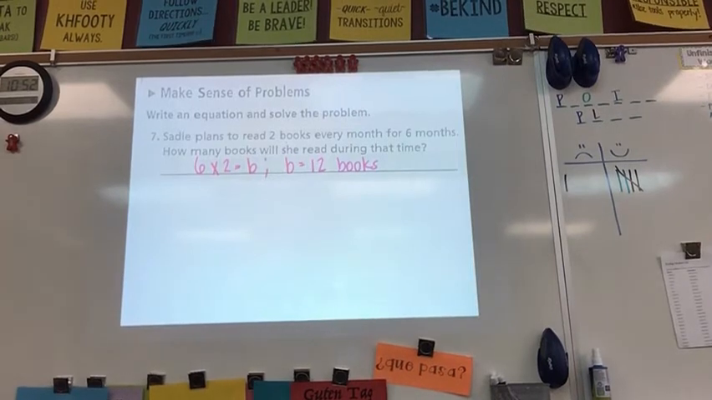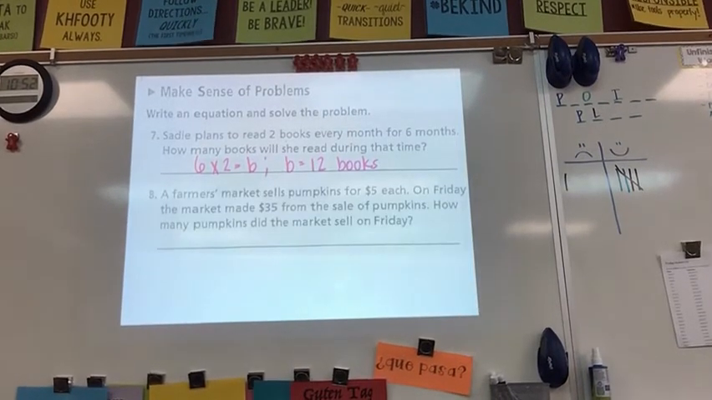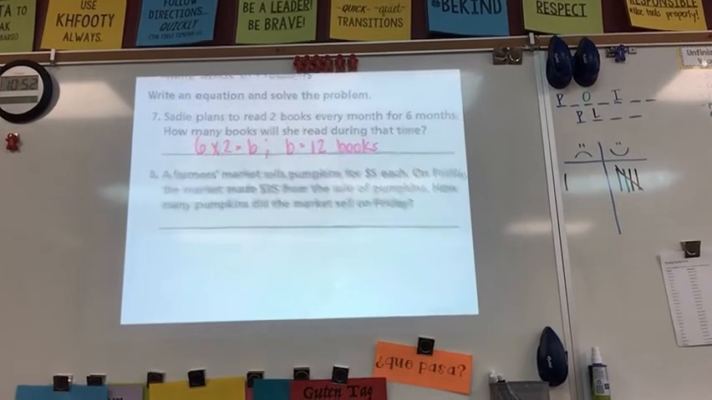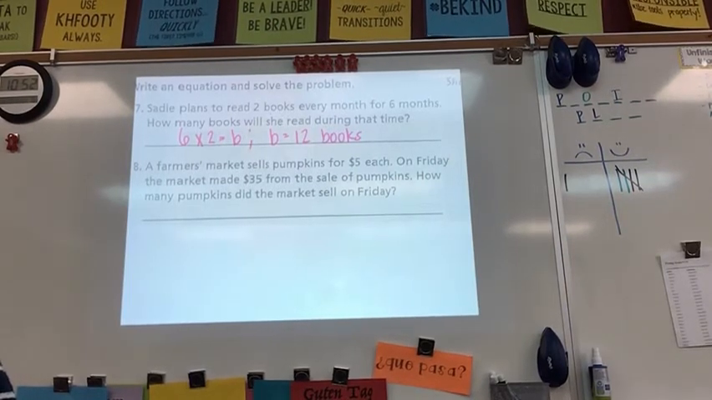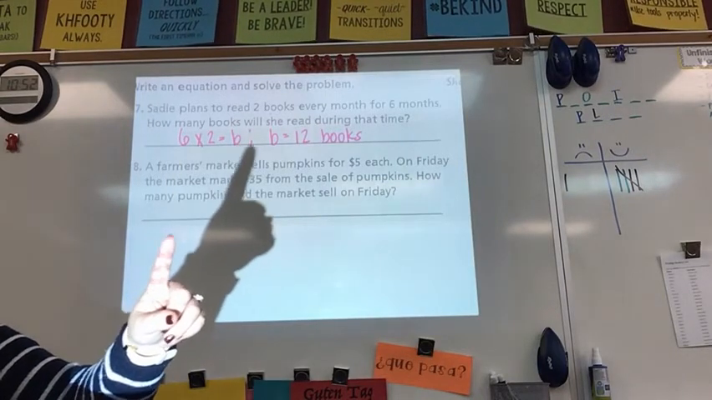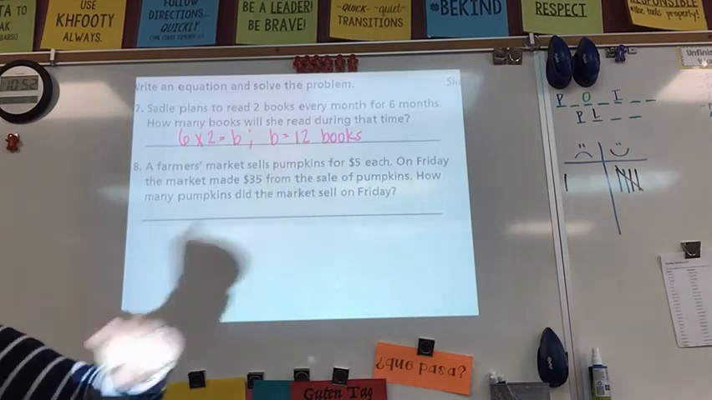Are you ready? Yes. A farmer's market sells pumpkins for $5 each. On Friday, the market made $35 from the sale of pumpkins. How many pumpkins did the market sell on Friday? 7. You guys need to have an equation with a variable, an answer, and a label.